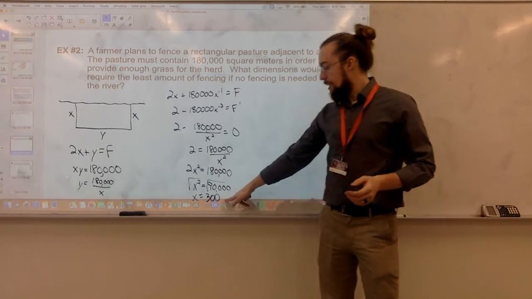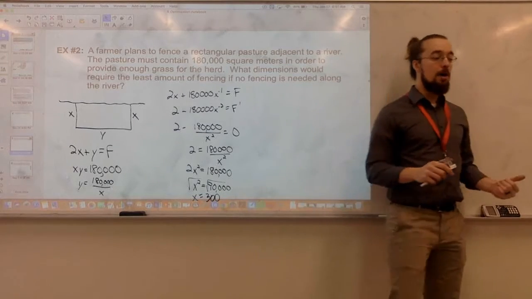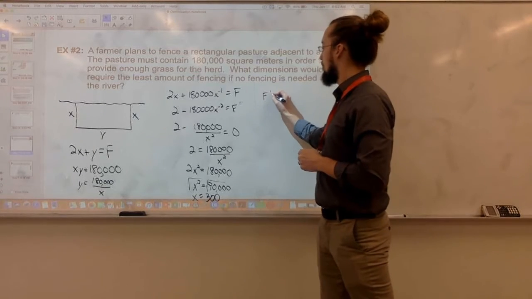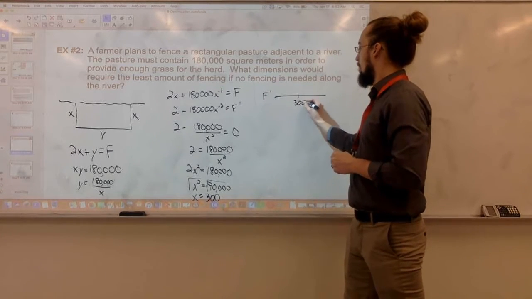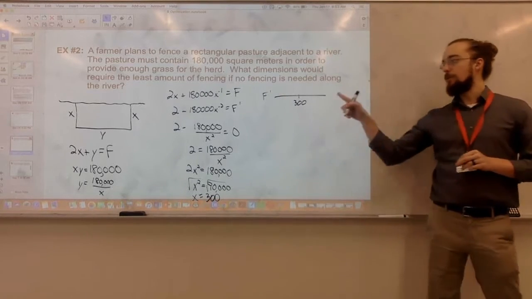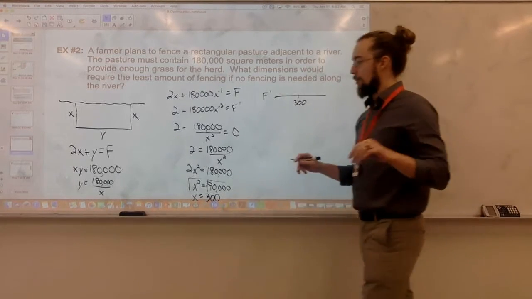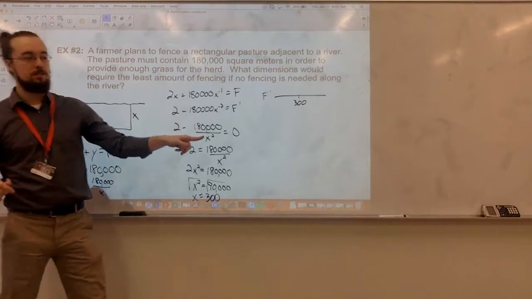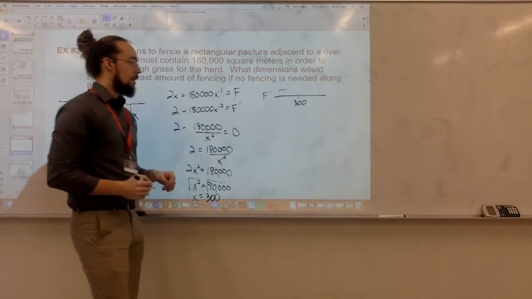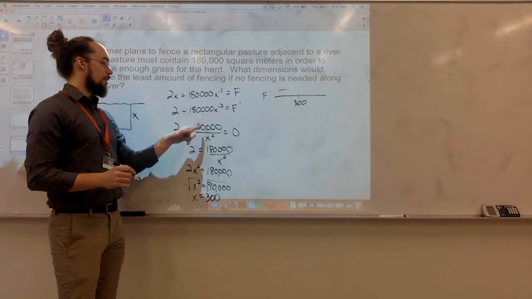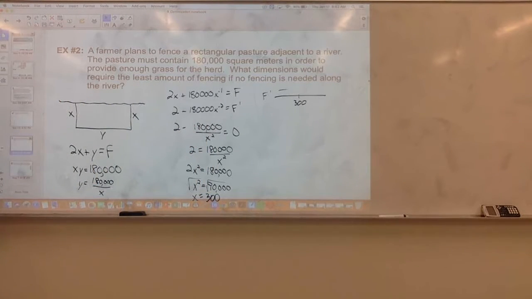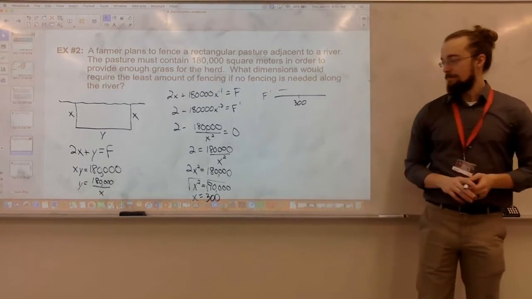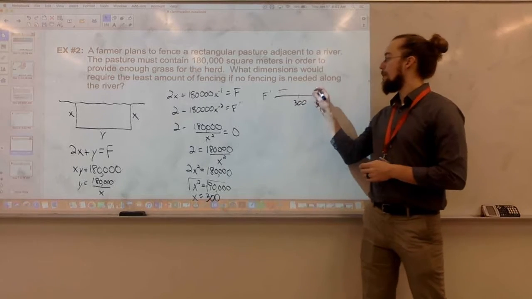So we do need to test, though, to make sure this is a minimum value. We're looking for a minimum here. So let's put this on a sign chart and plug in a value less than 300 and a value greater than 300. Plug in 1. So 2 minus 180,000 over 1 is negative. Then 2 minus 180,000 over 180,000, positive, right?